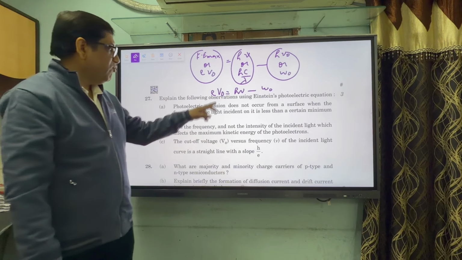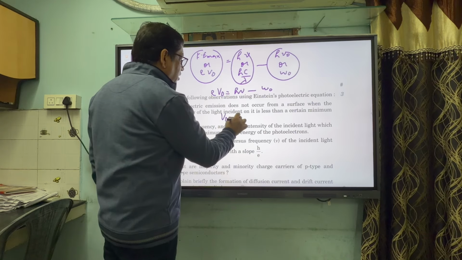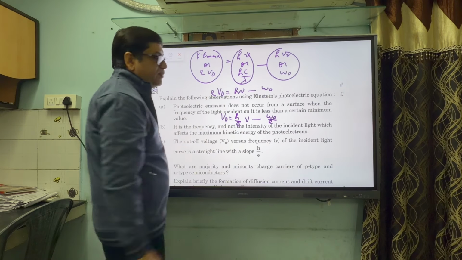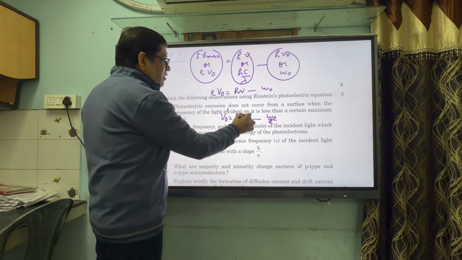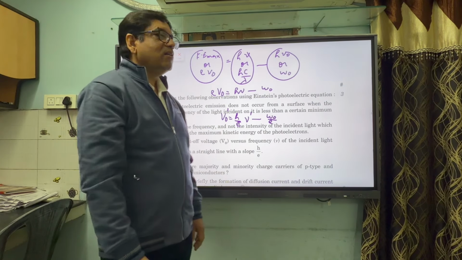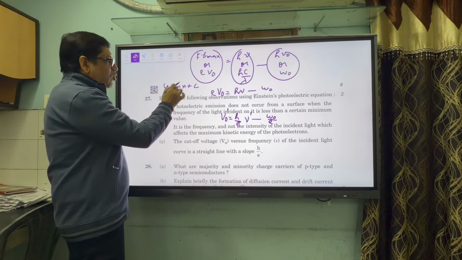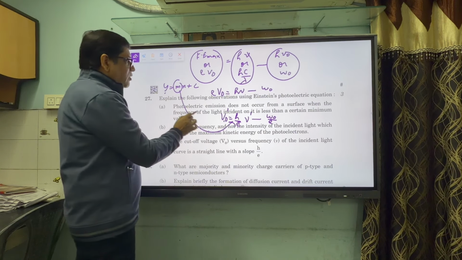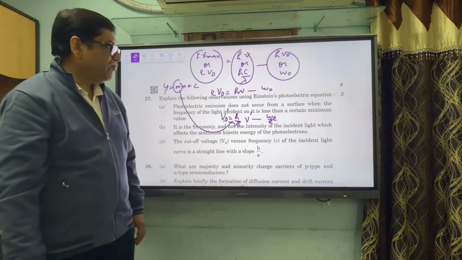We have to plot a graph between V naught and frequency. Divide everything by e. V naught is equal to h by e times nu minus work function by e. Clearly stopping potential has power 1, frequency has power 1, so obviously because both variables have power 1, the graph will be a straight line. Now compare with y is equal to mx plus c, the straight line equation, so clearly slope of the graph is this. On y axis we are plotting stopping potential, on x axis we are plotting frequency, so what is the slope of the graph? It is h by e.